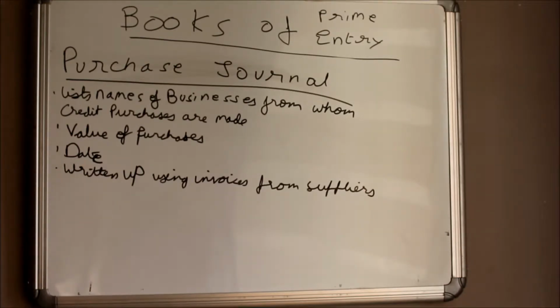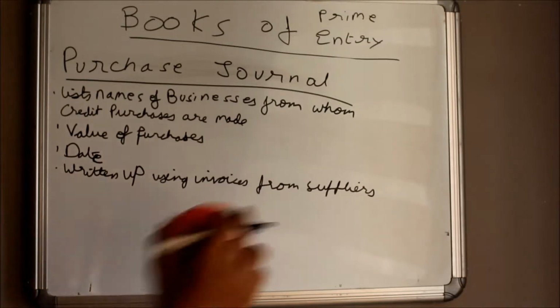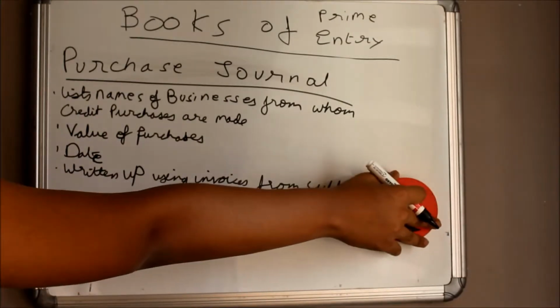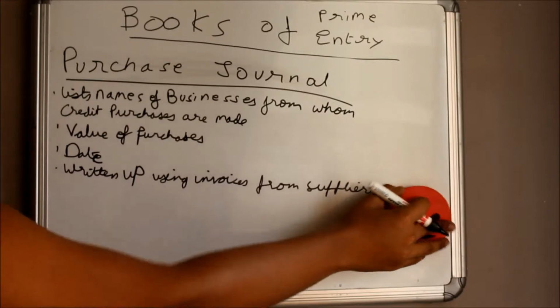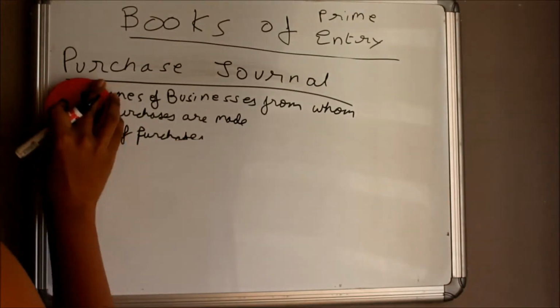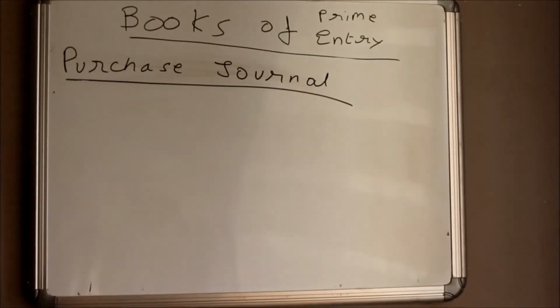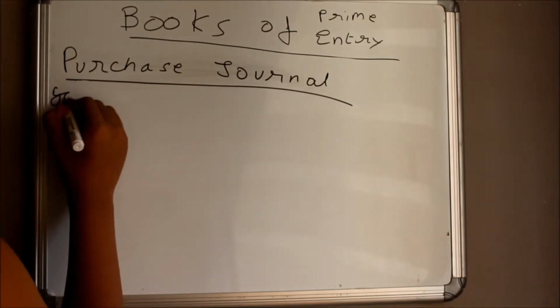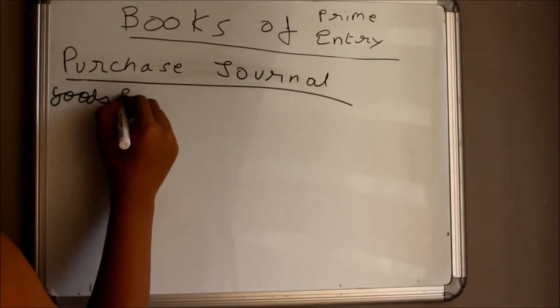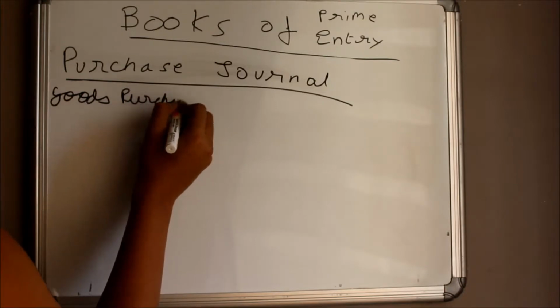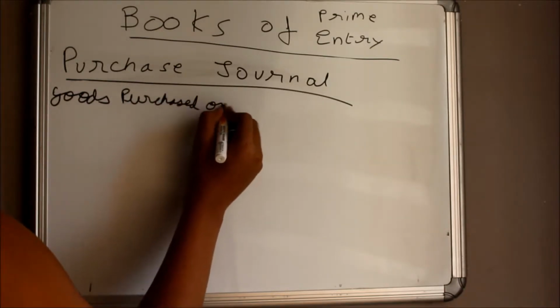The entries for the purchase journal are again split into two. First is what happens when goods are purchased on credit. You can pause the video anytime to copy this down, and I hope you can see this, or you can rewind the video again. So I'm going to show you what happens when goods are purchased on credit.